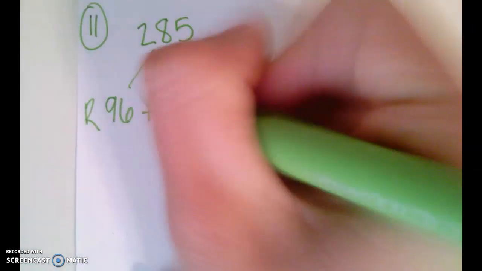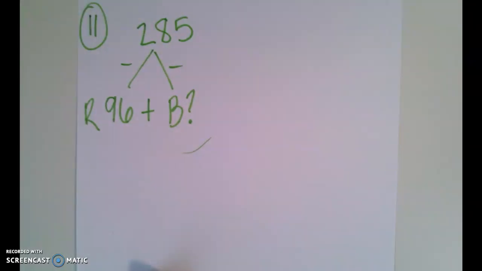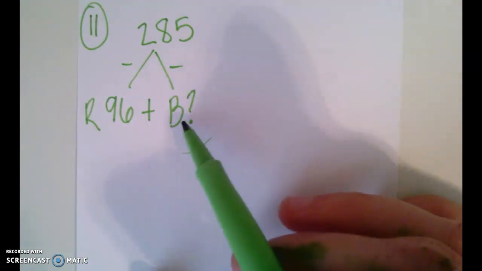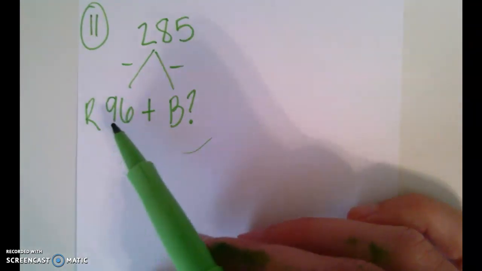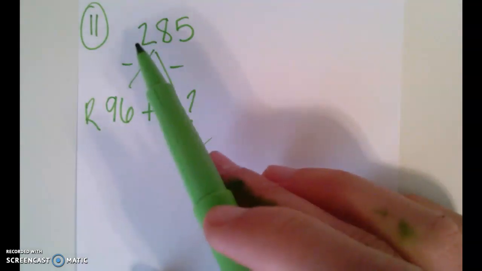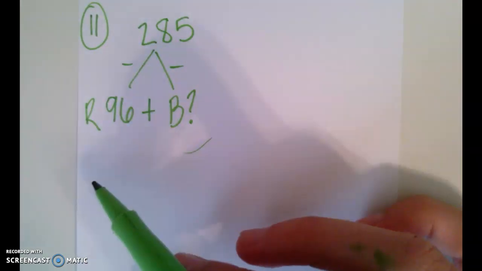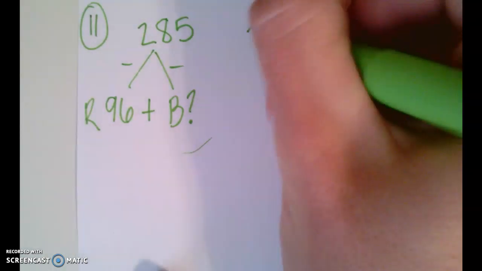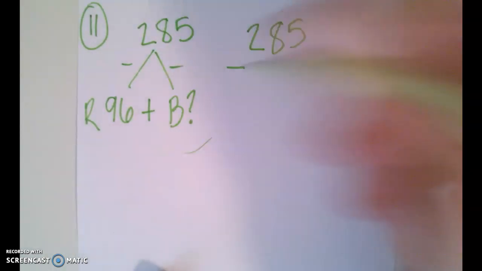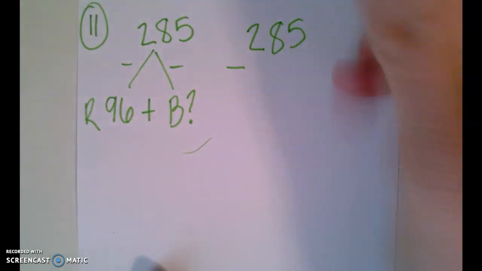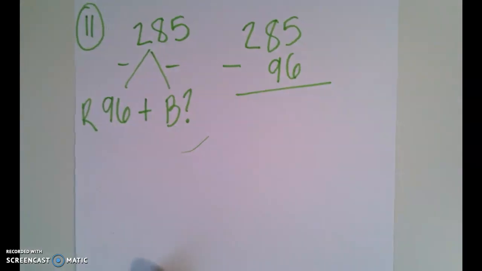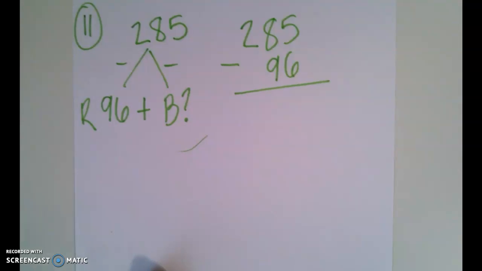So if I put in my symbols, minus, minus, plus, can I do 285 minus blue equals 96? No. But can I do 285 minus 96 to get the amount of blue beads she has? Yes. So I know to set up my equation, I will do 285 minus 96. Okay? So let's think, do we need to ungroup in this equation?